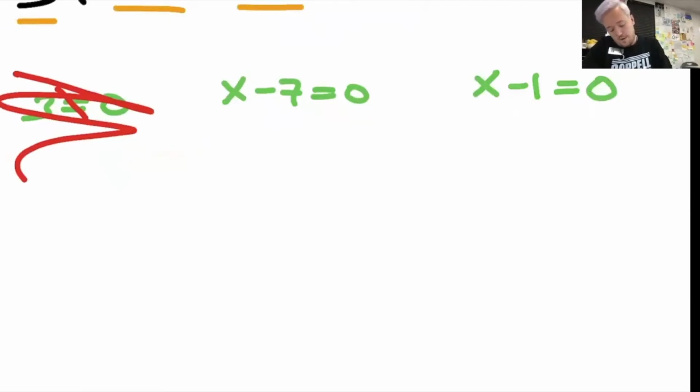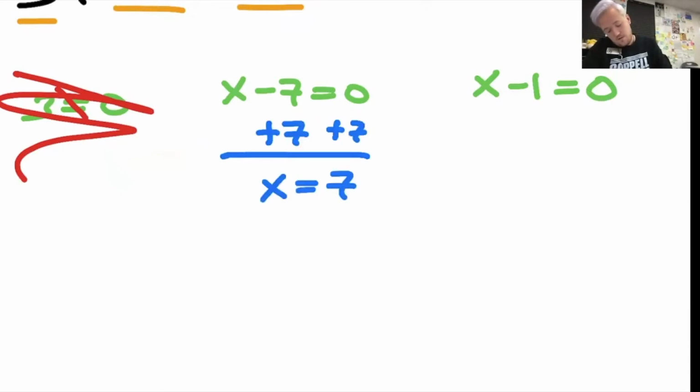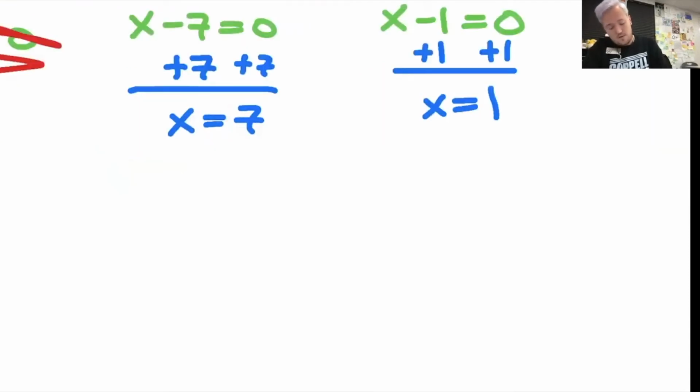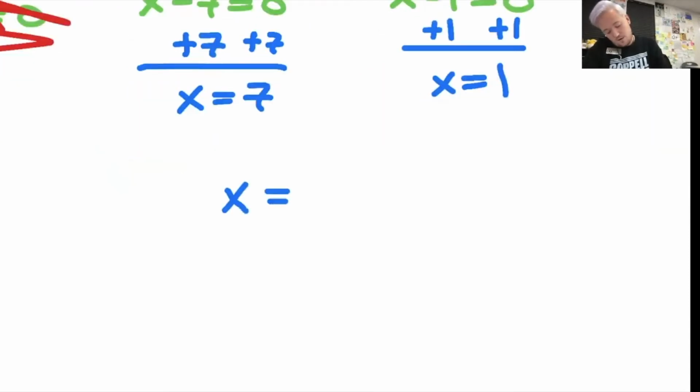So x minus 7 equals 0. I'm going to add 7 on both sides. So I'm going to have x equals 7. And over here, I'm going to add 1, so I'm going to have x equals 1. So my 2 solutions here are x equals 1 and 7.